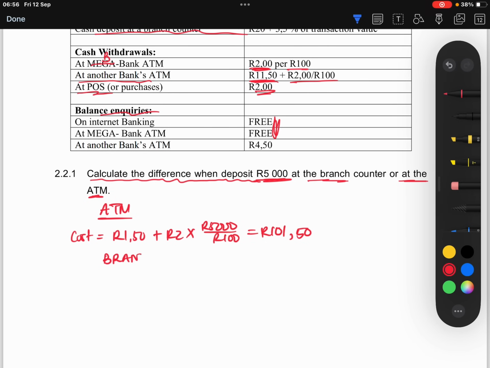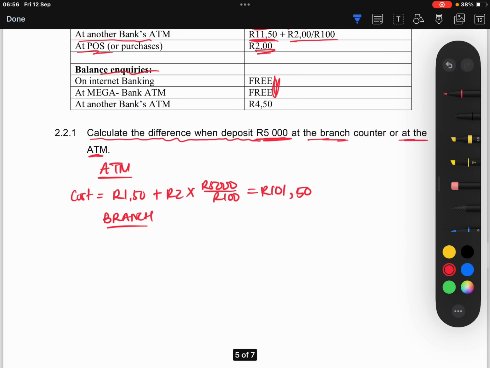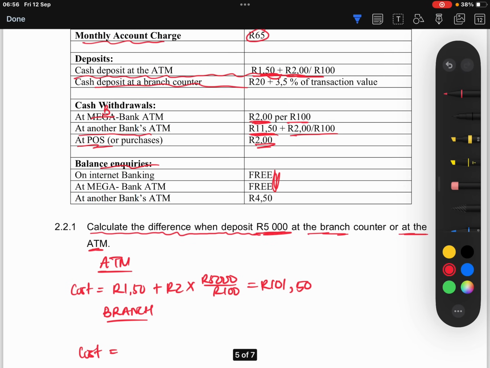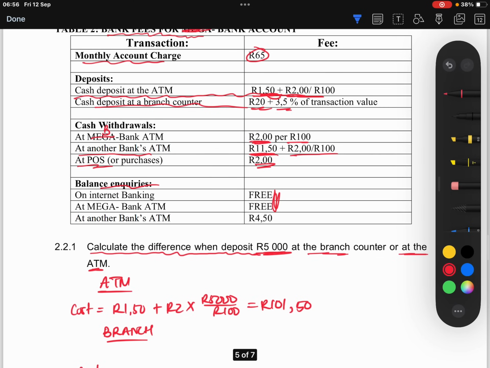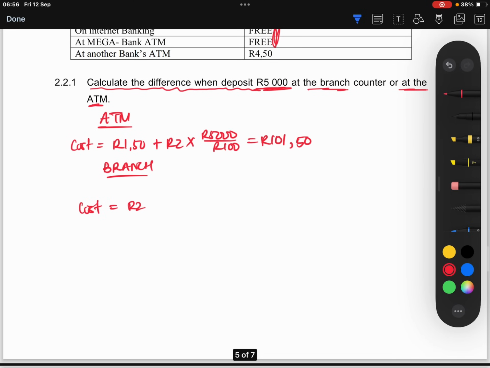Let's look at the branch now. Depositing the money at the branch, how much will it cost at the branch? It's 20 rand plus the 3.5%.